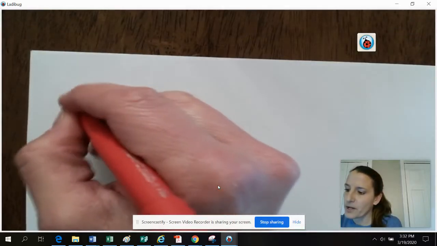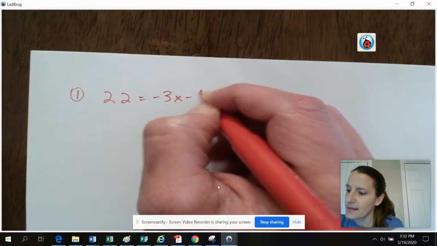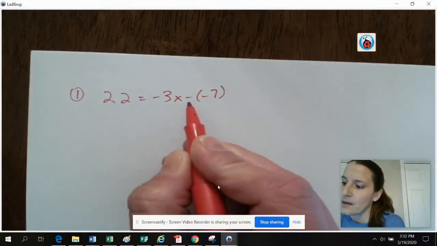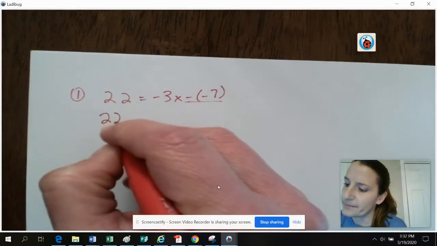All right, let's solve this equation. 22 equals negative 3x minus negative 7. Let's go ahead and rewrite this. The opposite of negative 7 is plus 7.